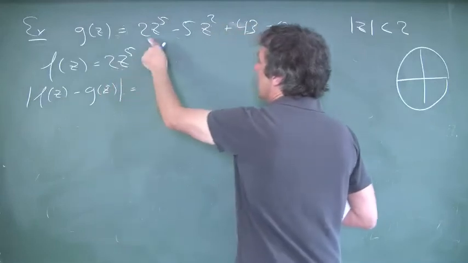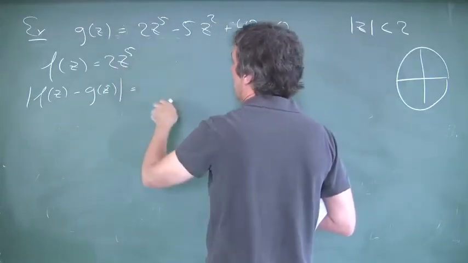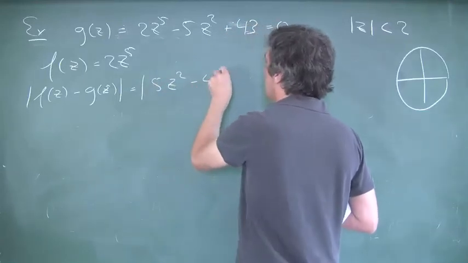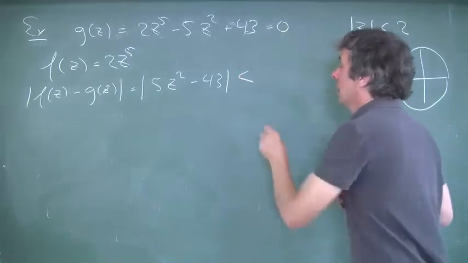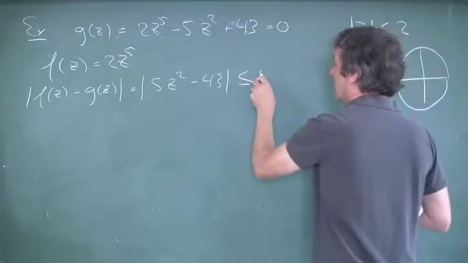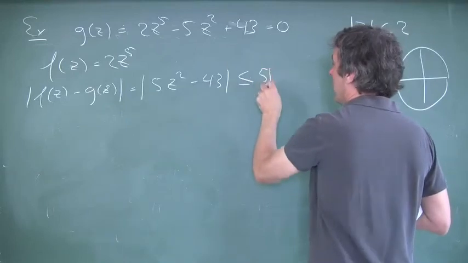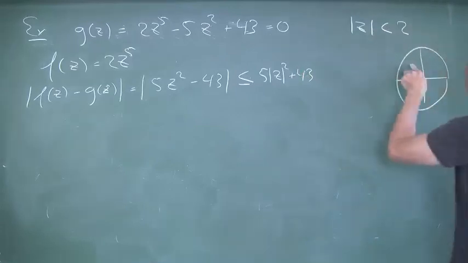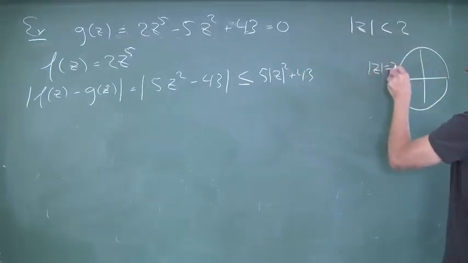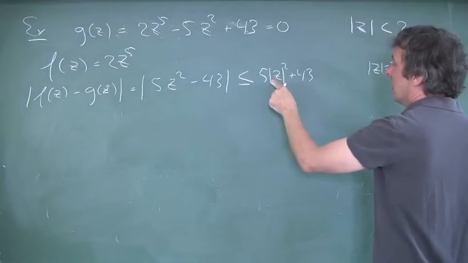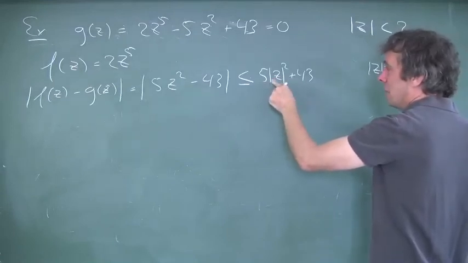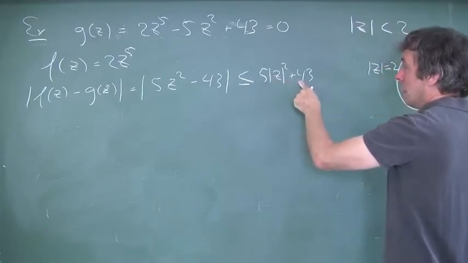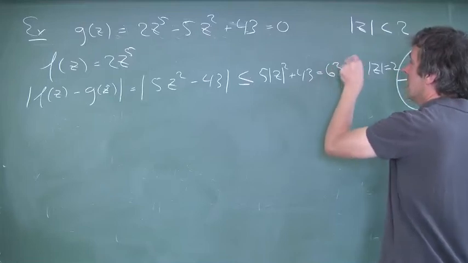So if you subtract this from this, then these two terms cancel out and you get 5 times z squared minus 43. And by the triangle inequality, of course, this is then less than or equal to 5 times the absolute value of z squared plus 43. And on the boundary here where the absolute value of z is equal to 2, you get 5 times 2 squared, 5 times 4, which is 20, plus 43, which is 63 then.